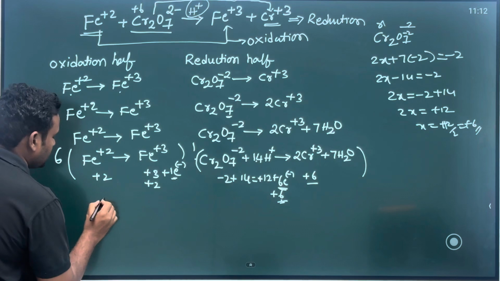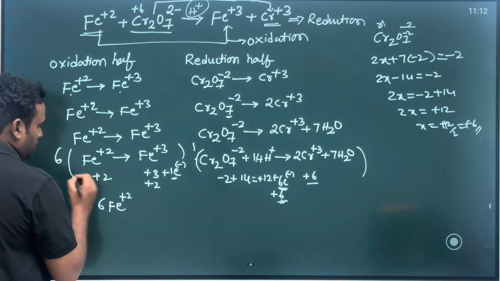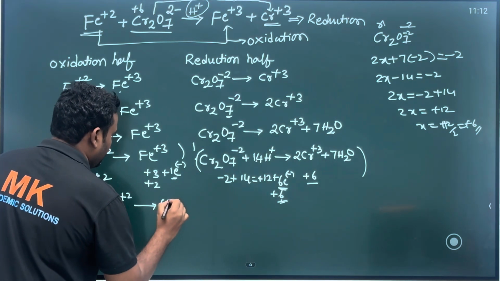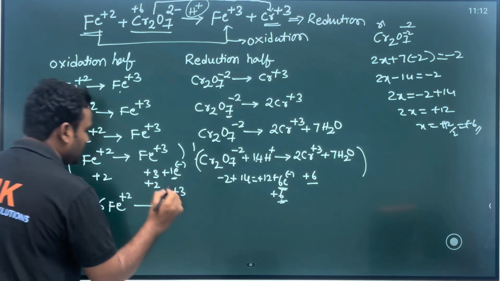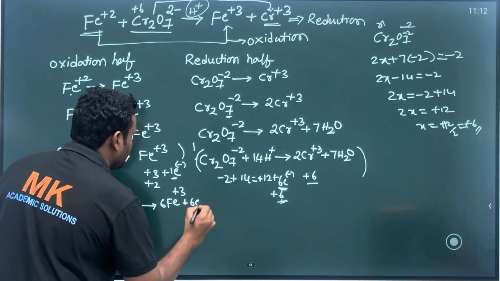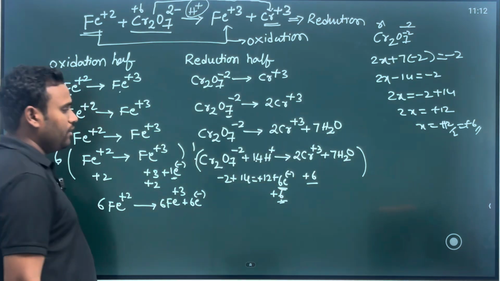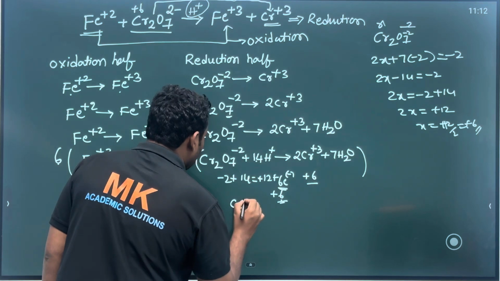Right. So now 6Fe²⁺ gives rise to 6Fe³⁺, and here 1 electron is there. 6 into 1 electron, 6 electrons. And in this one, with 1 we are going to multiply, means there is no change here. So what will we get here?